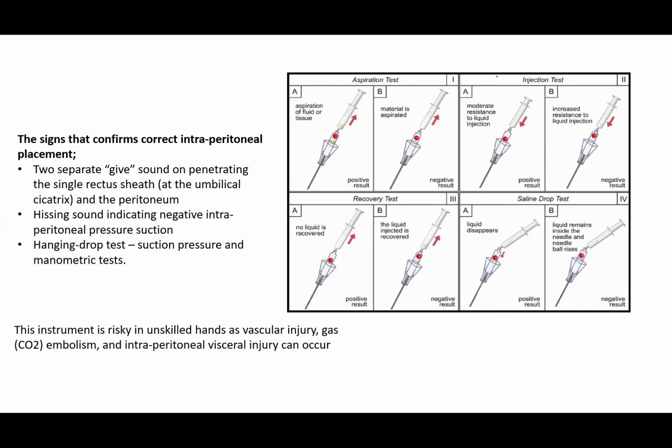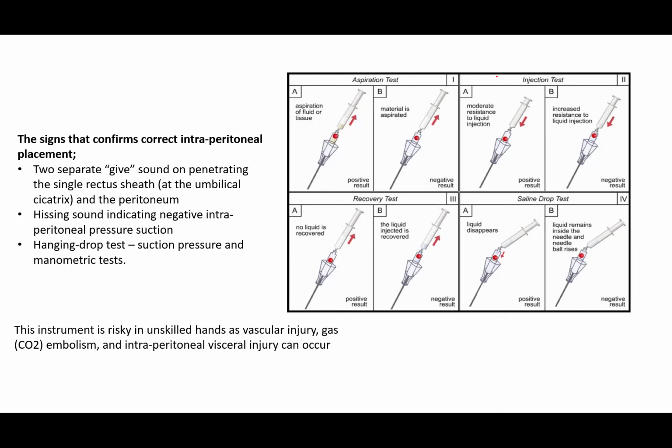Now, you should know most surgeons prefer to do the open method by making an incision in the anterior abdominal wall before introducing the ports. They introduce the port under vision because these instruments tend to be risky. In unskilled hands, vascular injury, gas embolization, and intraperitoneal visceral injury are common. So that's why you see most surgeons prefer to make an initial incision and insert their port under vision. Then they anchor the port.